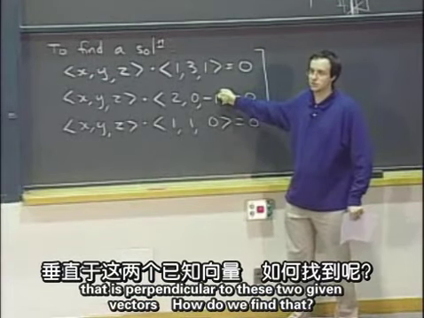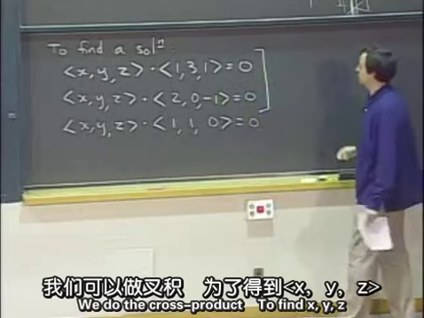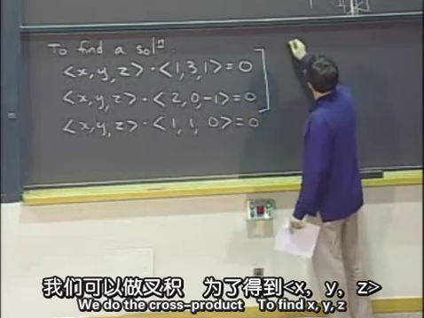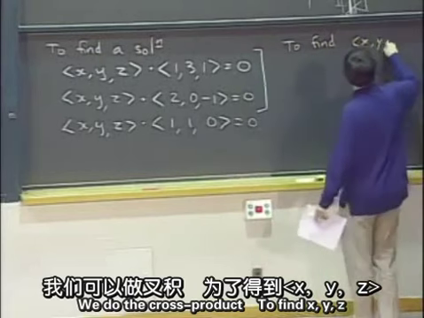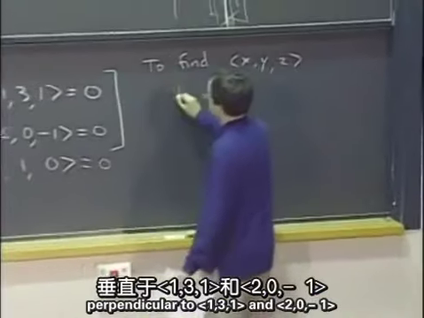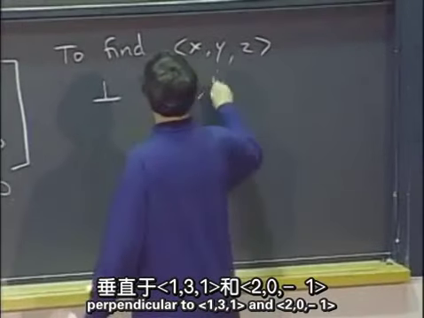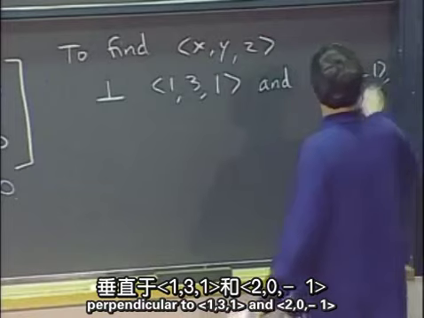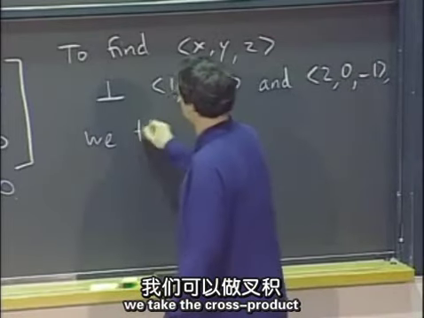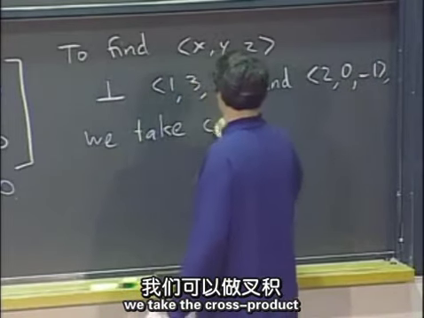How do we find that? We do the cross product. So to find xyz perpendicular to 1, 3, 1 and 2, 0, negative 1, we take their cross product.